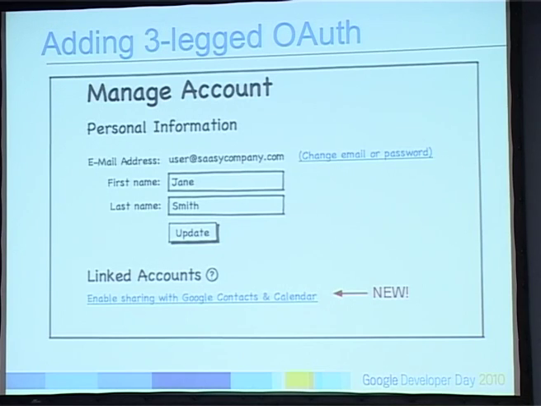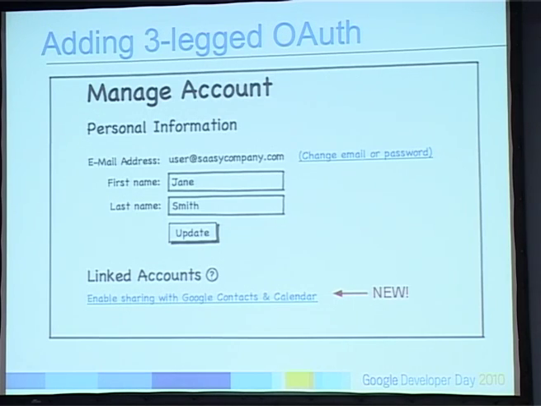So we said, okay, let's actually use these APIs and we'll do OAuth. So we add this link to our account page. It says, hey, click here to share with Google Contacts and Calendar and whatever APIs that we want to add. When we click this is when we would start that three-legged OAuth dance.